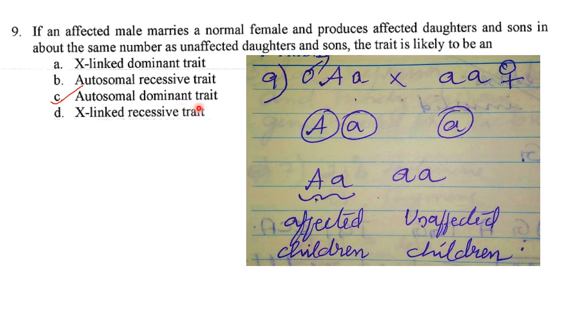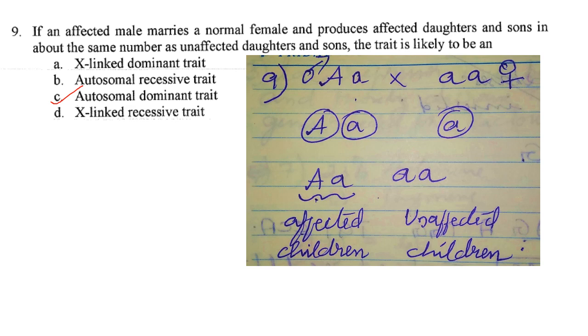But consider an autosomal dominant trait. Now this is a capital A, small a, small a, small a. The affected person is capital A, small a. It is an autosomal dominant trait, so we have to consider capital A. Capital A, small a then marries a normal female and you get offspring as capital A, small a, small a, small a. So capital A, small a will be affected children and these will be unaffected children. So if it is an autosomal dominant trait, you will get about the same number of affected daughters and sons as unaffected daughters and sons.